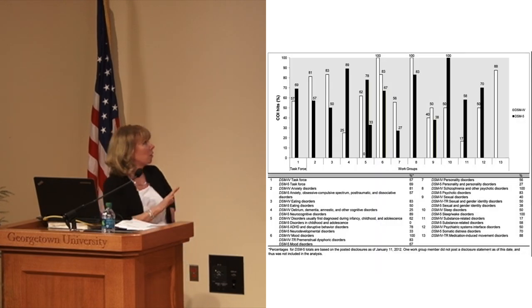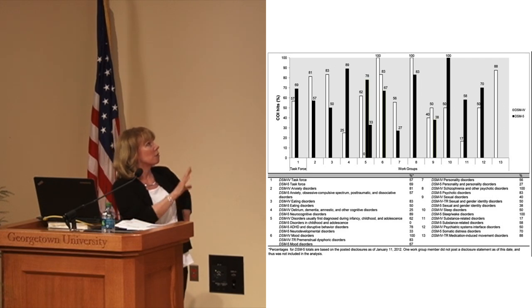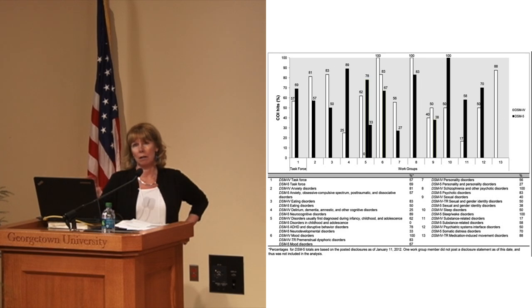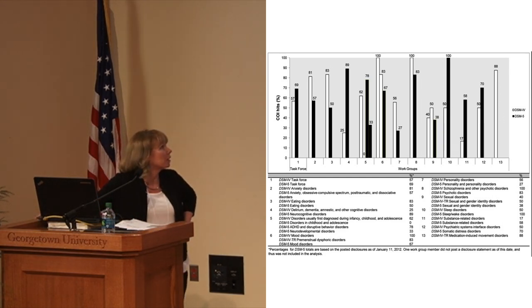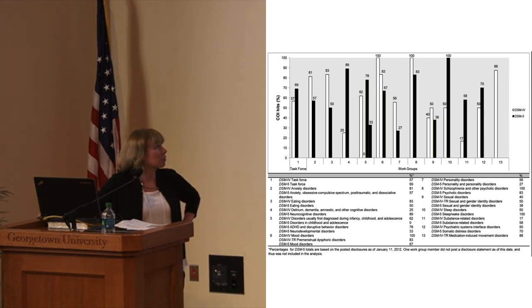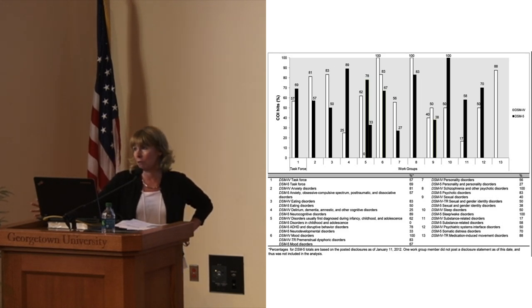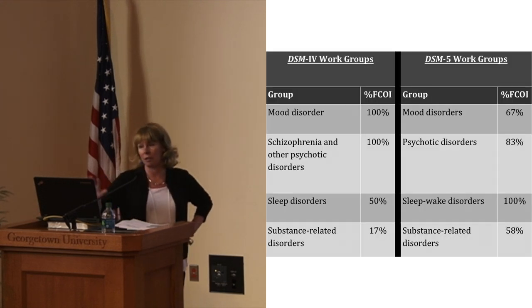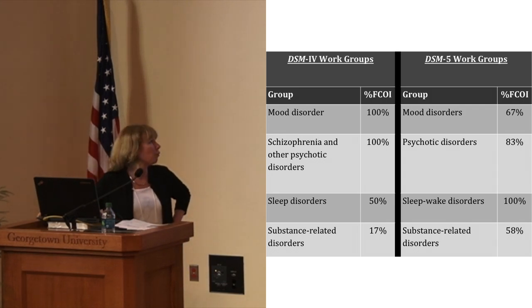Now, this slide is a little hard to see. The main takeaway is the black bars represent DSM-5 and the white DSM-4 and DSM-4-TR, in terms of conflict of interest, looking at the different panels. So the main takeaway is that despite increased transparency, not much has changed. In fact, here's just a brief slide where you can see just a brief overview.